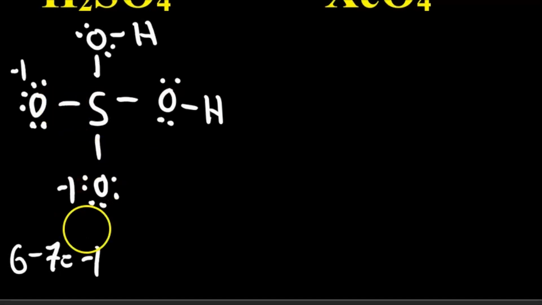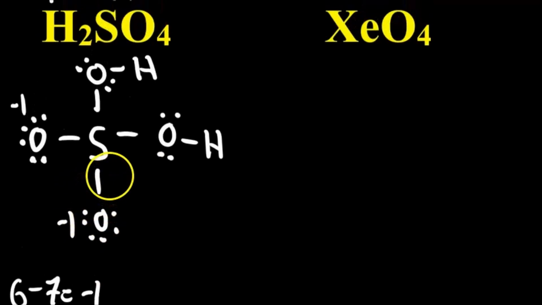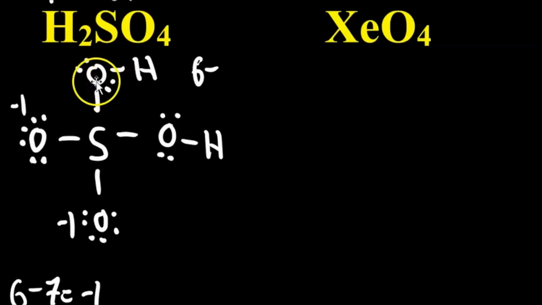Same thing with this oxygen. It would just be -1 as well. This oxygen here, we expect there to be 6. It owns 4 non-bonding and then 1 from each bond. 1, 2, 3, 4, 5, 6. 6 minus 6, so it's not charged. This one's not charged. And hydrogen can only have 1 bond, so it's not really ever charged.